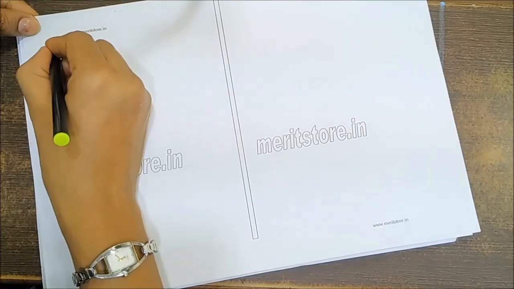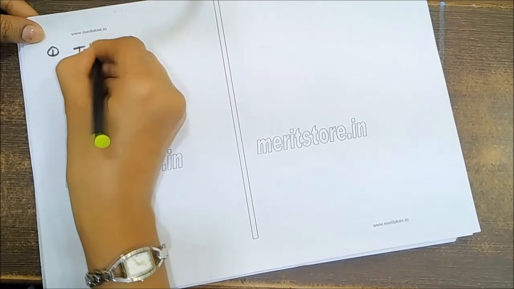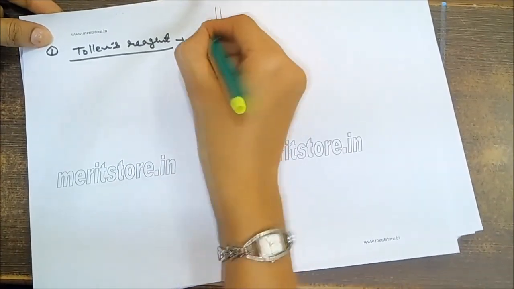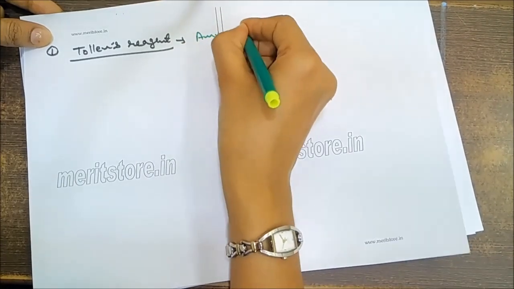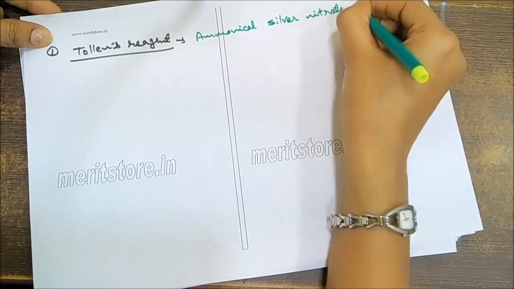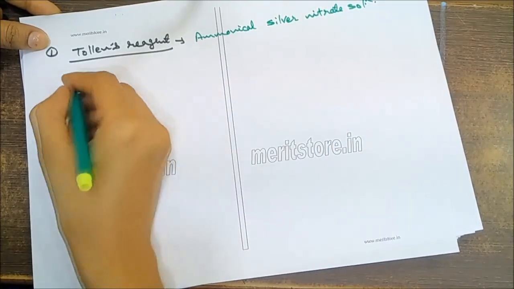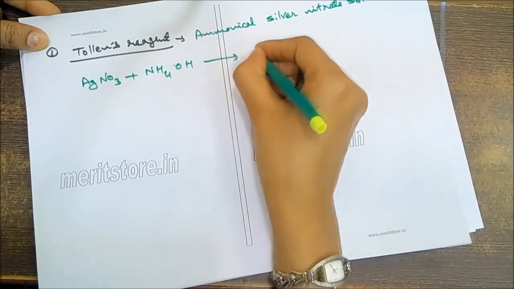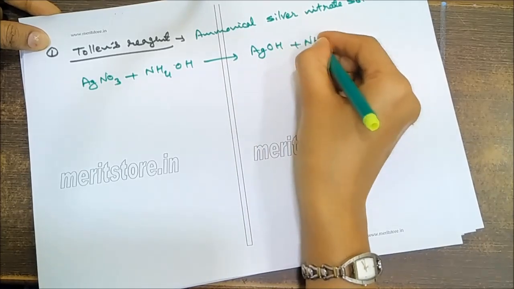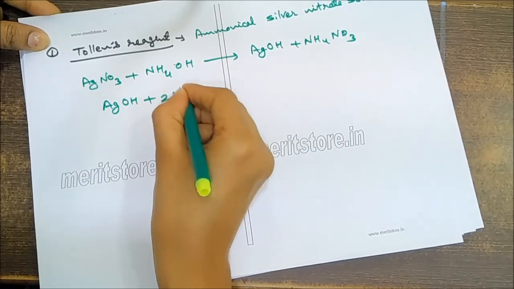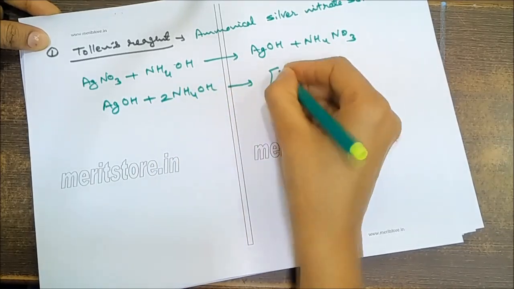Now we'll study the oxidation of aldehydes in presence of Tollens reagent. Tollens reagent is ammoniacal silver nitrate solution. This is our silver nitrate. This is NH4OH ammonia solution. It will make silver hydroxide and NH4NO3 ammonium nitrate. This silver hydroxide will react with ammonia solution again and will make a complex compound.